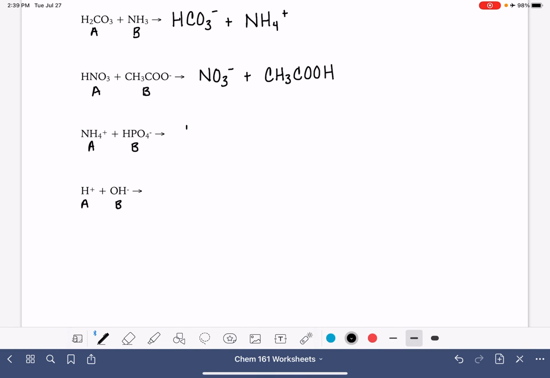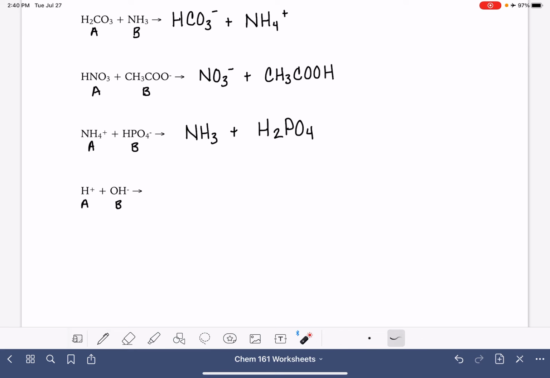NH4+, as an acid, we're going to get rid of one of the hydrogens, and we're going to take that charge down. Starting at a +1, we're going to subtract 1. That's going to leave us with a neutral molecule. HPO4-, so we're going to add a hydrogen to that molecule, so it's going to be H2PO4. We're also adding a positive charge.